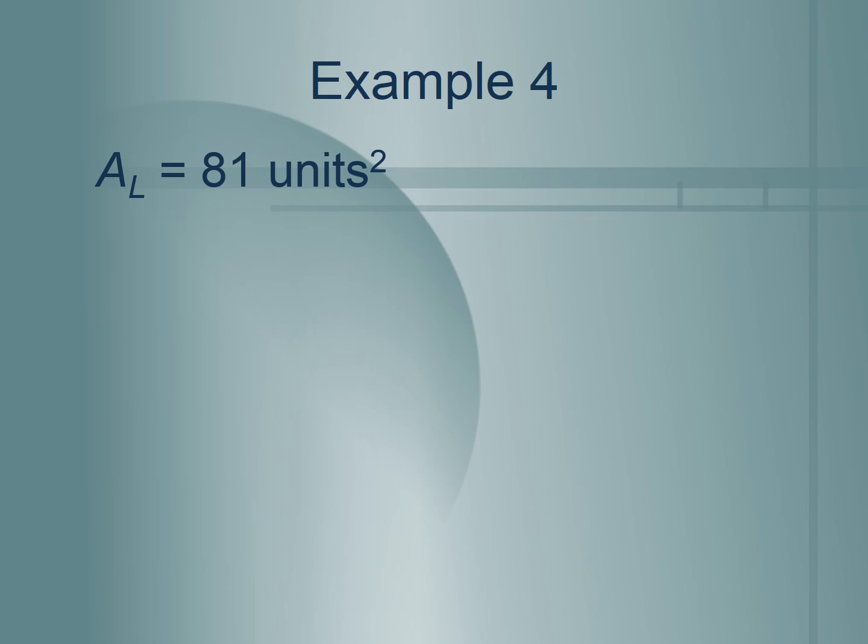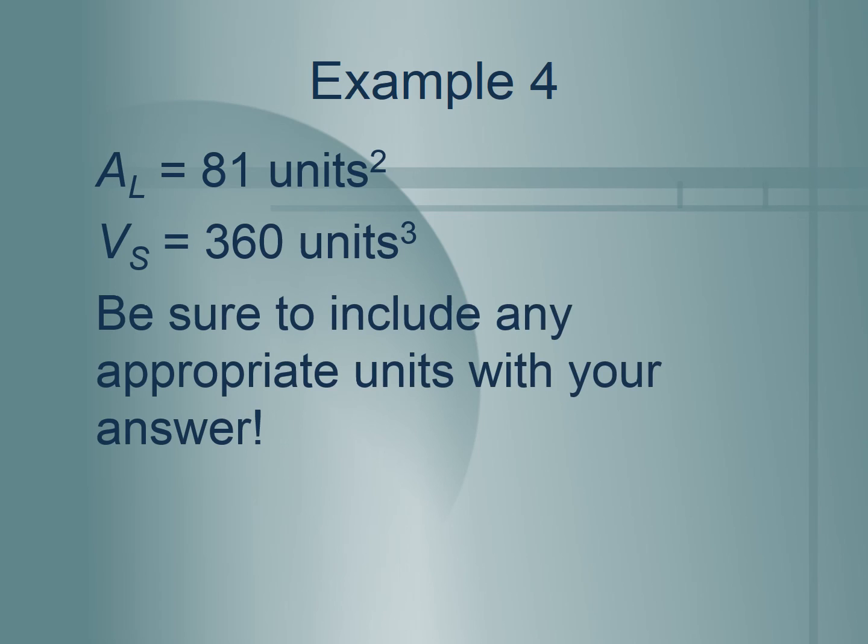So the area of our larger prism was 81 units, and the volume of our smaller prism was 360 units. Make sure you include any appropriate units with our answer. If they don't give you units, go ahead and say units squared or units cubed, depending on if you're talking about area or volume.